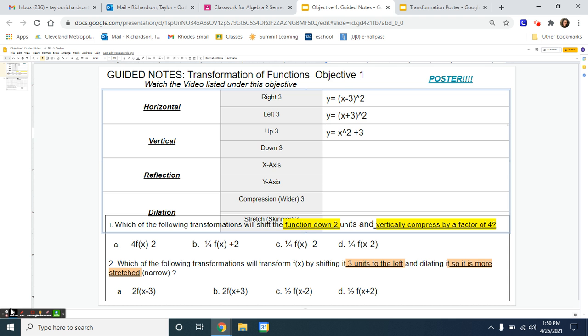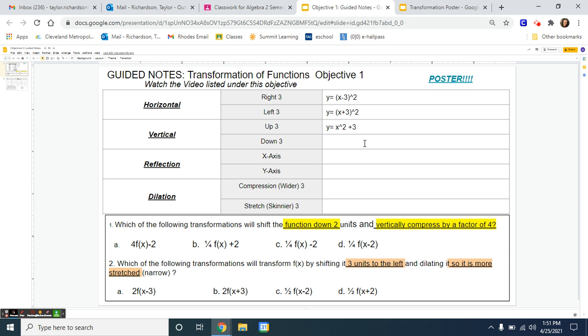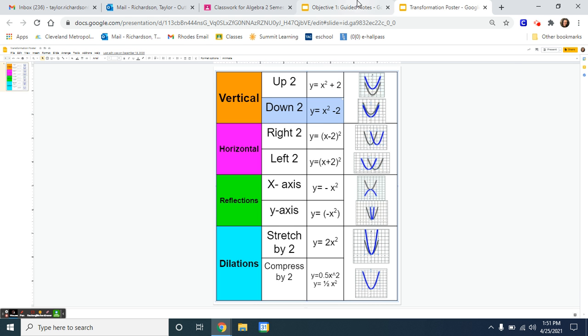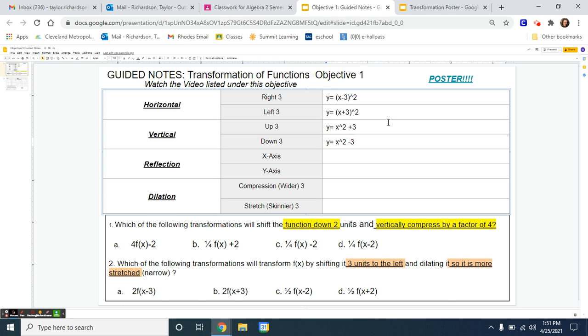Plus 3. Up by 3. Okay, what about down by 3? Maybe you already guessed it. It's going to be y equals x squared and then minus 3, which our poster shows. What if you're going down by 2? It's a minus 2. Okay.